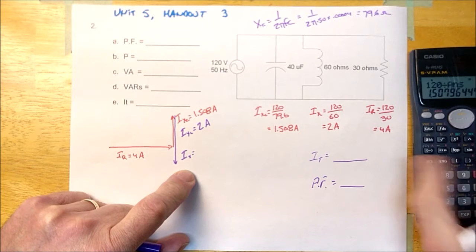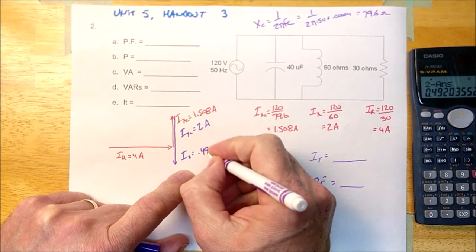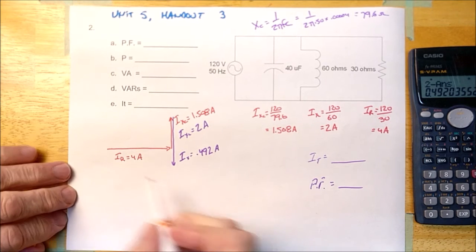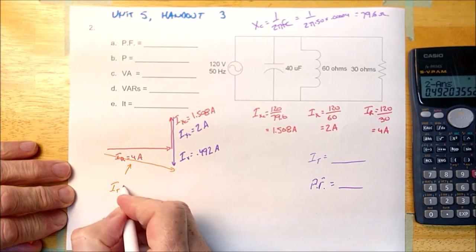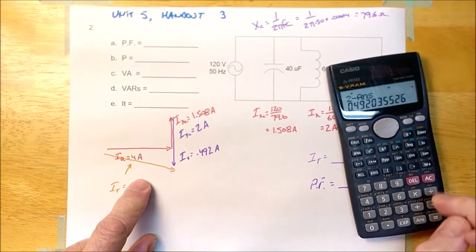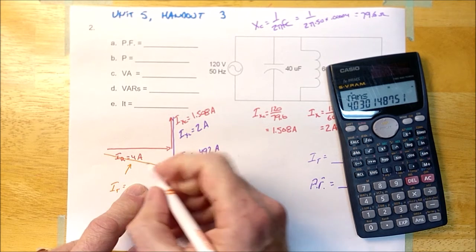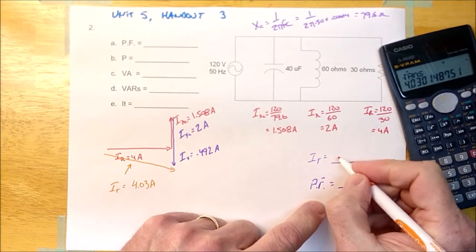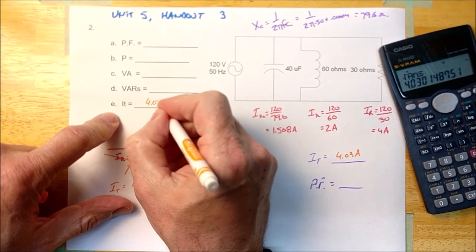Two minus 1.508, 0.492 amps right there. And finally, that's going to allow me to calculate I total, right? And I'm going to use Pythagorean theorem. So that's going to be that squared plus 4 squared equals, root. Looks like the circuit current is 4.03 amps, okay? So 4.03 amps. And that looks like it's this answer right here, okay?